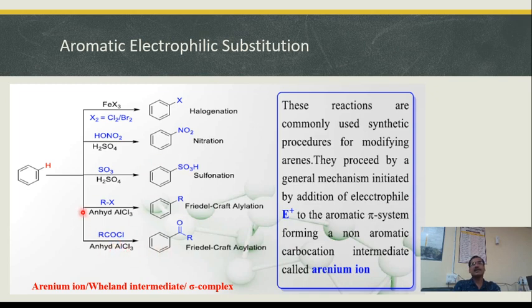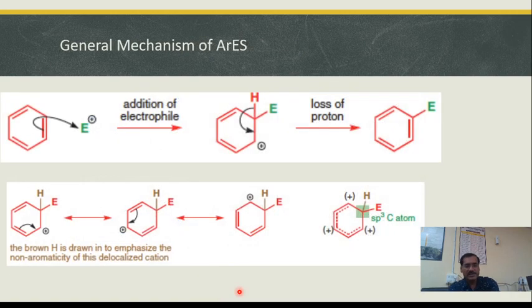And all these reactions have a common mechanism. This common mechanism is initiated by the addition of an electrophile to the aromatic system, forming a non-aromatic carbocation, which is called an arenium ion, also known as a Wheland intermediate or sigma complex intermediate. We'll try to cover these mechanisms one by one in more detail.